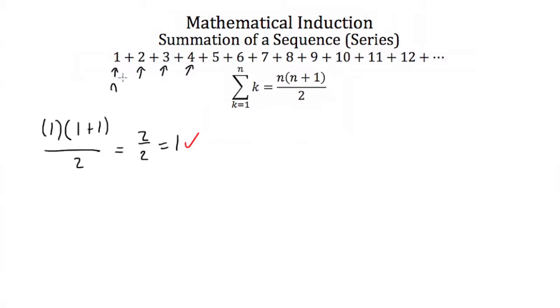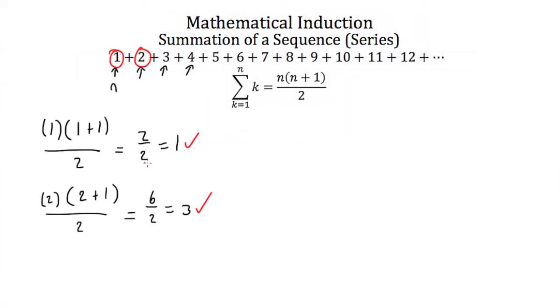Our next value of n would be 2, because n is just the number of terms in this series or sequence. If we plug in 2 for n, we get 2 times 2 plus 1 over 2. 2 plus 1 is 3. 3 times 2 is 6. So this is 6 over 2, which is equal to 3. And if I take my first two terms of my series, 2 and 1, and add them together, I get 3. So it works for those two terms.